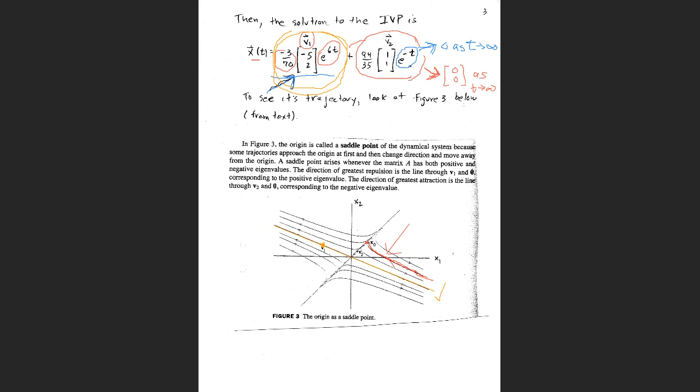Okay, so the direction of greatest repulsion here is the line through v1 and the origin. And the direction of greatest attraction would be the line through the other eigenvector and the origin. Okay, so are there any questions on this example? And the origin's a saddle point too. Are there any questions at all?